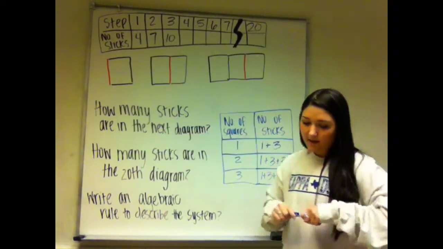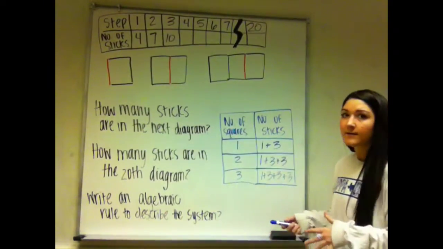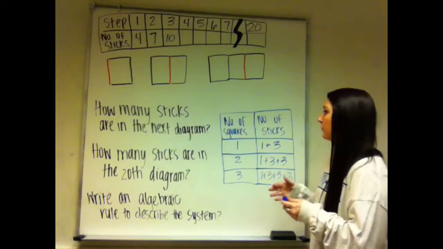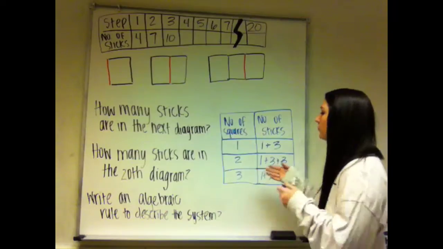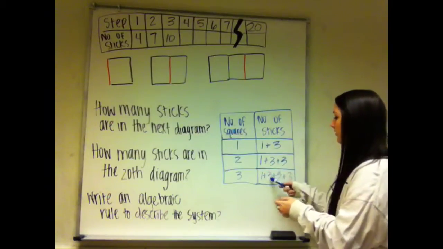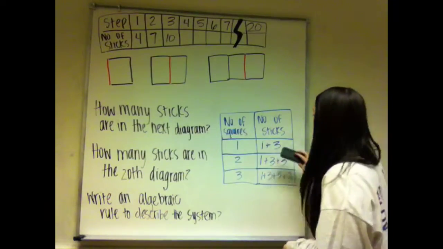So you can abbreviate the 3's by saying 1 group of 3 plus 1, then 2 groups of 3 plus 1, then 3 groups of 3 plus 1. So we can rewrite that.